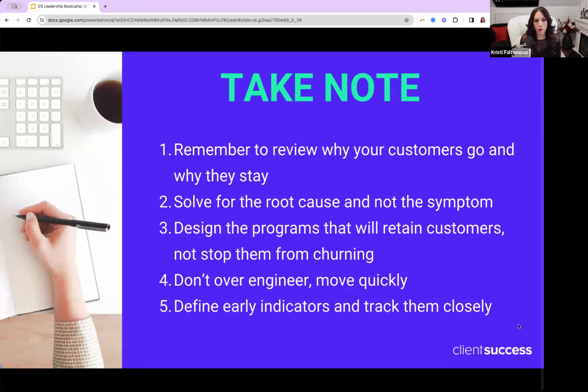Figure out some of the things that you can do with the resources you have. It does not need to be perfect. You just need to be making progress. And then lastly, define your early indicators so you can track them closely, right? We want to try to focus on the leading indicators, not the lagging indicators.